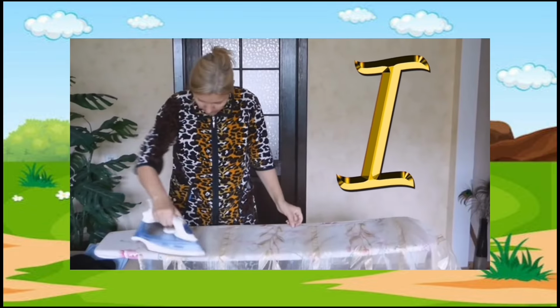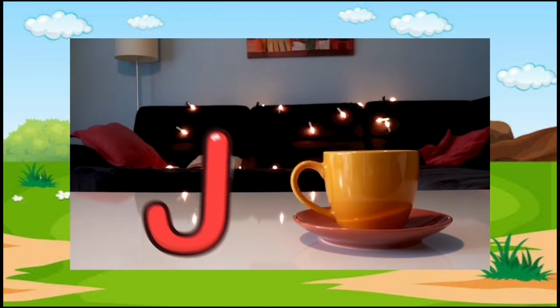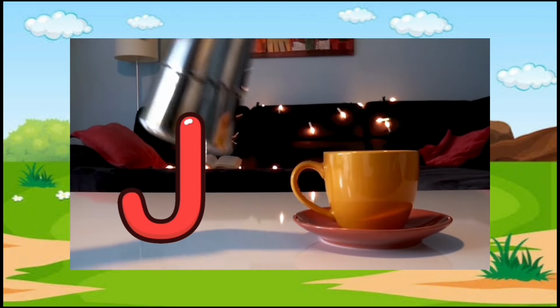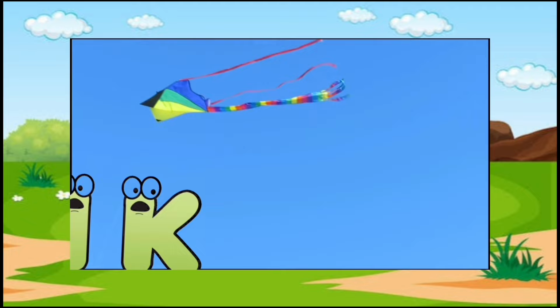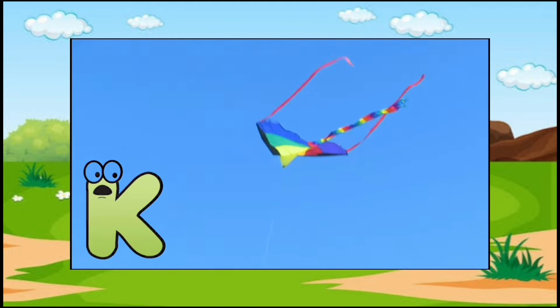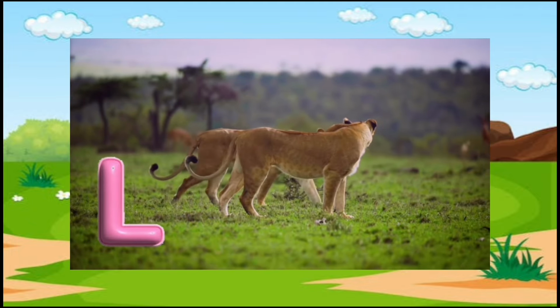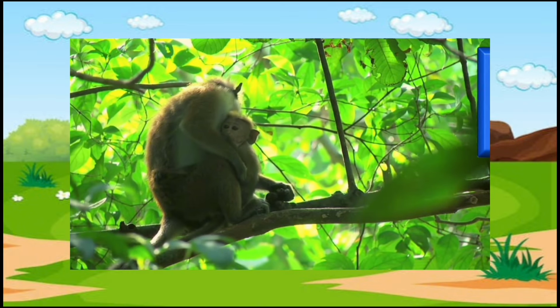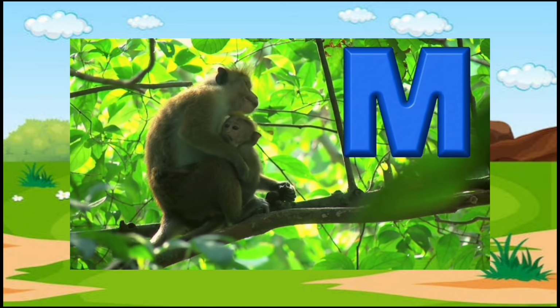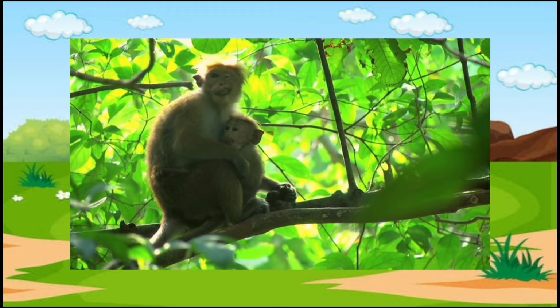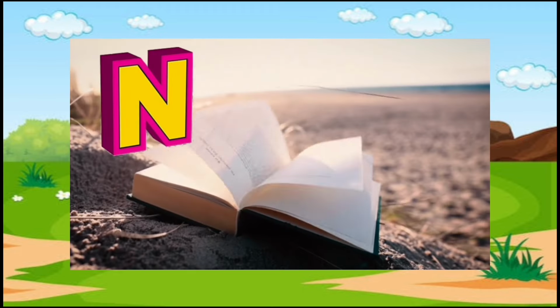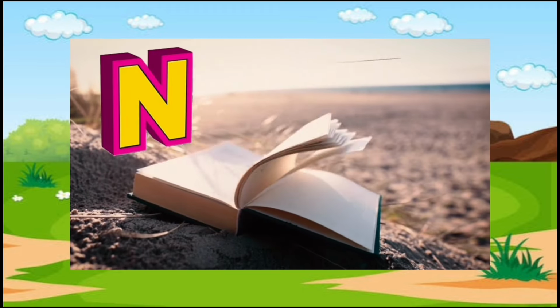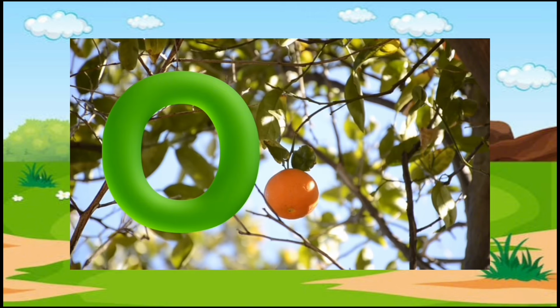I for iron, I. J for jug, j j j. K for kite, k k k. L for lion, l l l. M for monkey, m m m. N for notebook, no no no. O for orange, o o o.